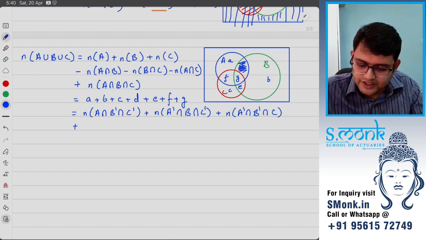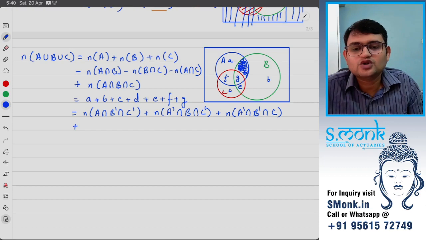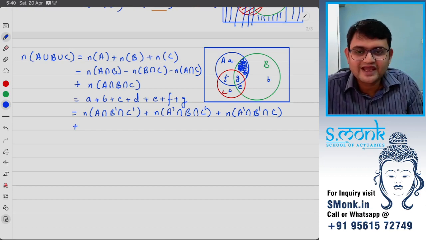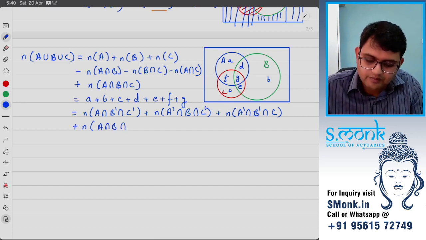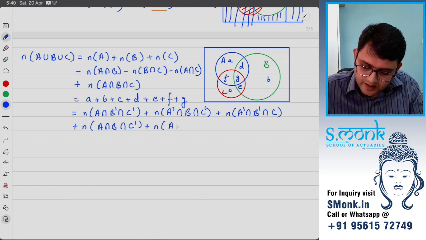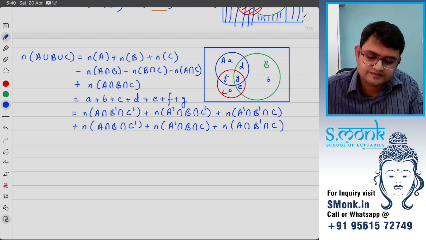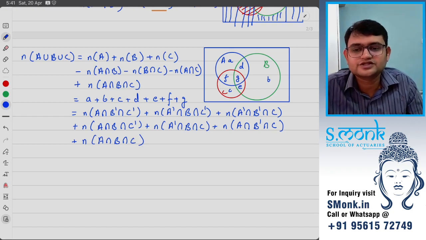Now if we talk about this D region, this part is common to A and B but not C. It is part of A and B but it is not part of C. So I'll say it is A and B but not C. Similarly, I'll have not A but B and C, and A and C but not B. And lastly, the triple intersection, A intersection B intersection C.